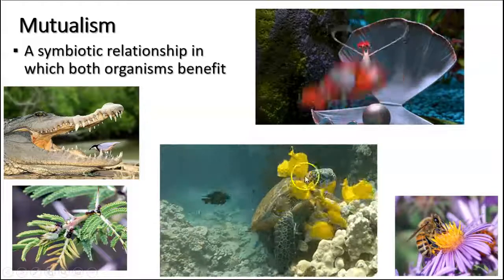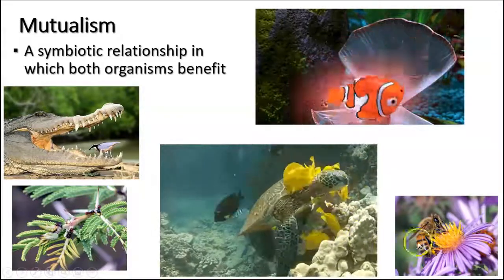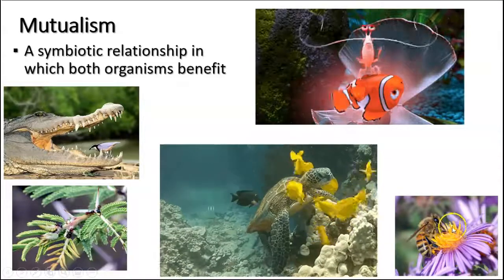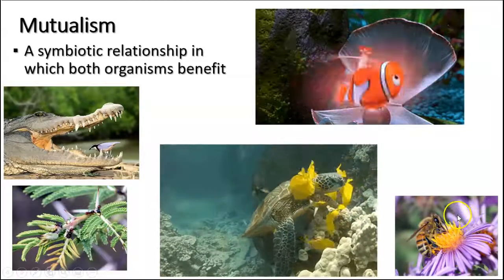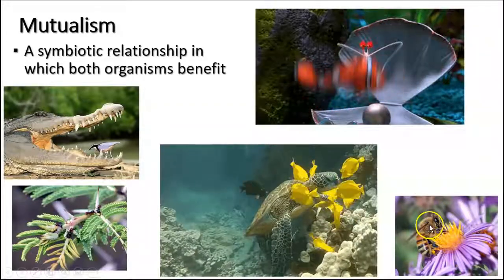These fish also are grooming this sea turtle here. And then finally we have bees and flowers. The bee pollinates the flower, and the flower provides food for the bees.